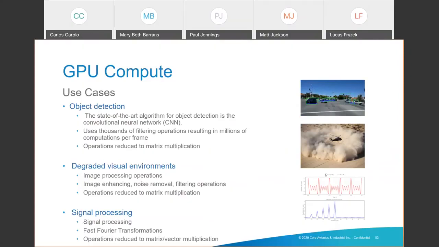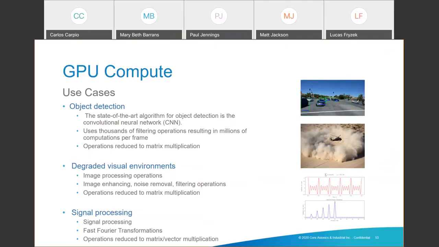You're still processing things on a per pixel basis, but instead of running simple filters on them, you're now backing each pixel with layers and layers of a neural network where they're doing multiplications and additions to implement some kind of machine learning algorithm. And it ends up being thousands to millions of filtering operations that result in millions of computations per frame.